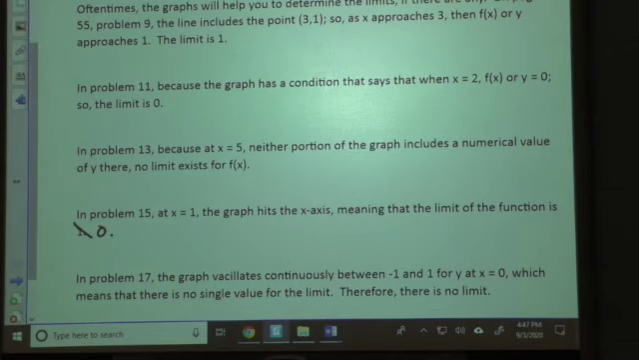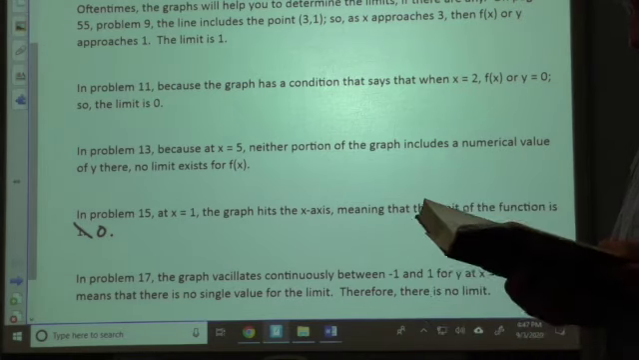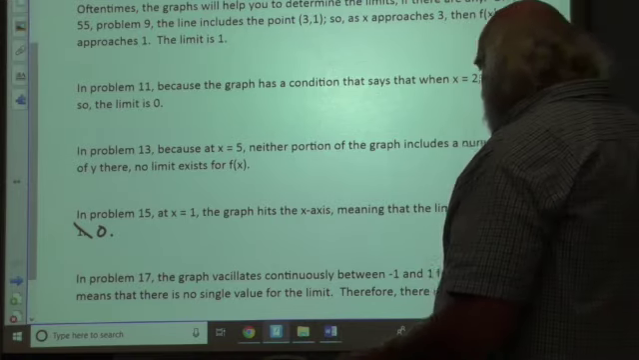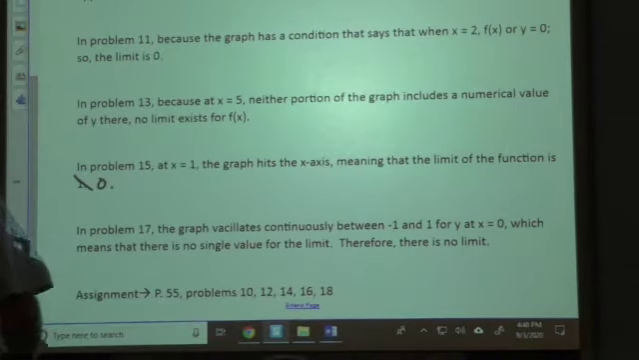17 is one of those weird graphs, and this does happen from time to time, in which there is no way of telling. It's basically what they call an oscillation or vacillation, in which the curves are so close together it's almost impossible to determine how far apart they are. And because of the constant oscillation, there is no clear distinct value when x equals 0, so there is no limit for that. So I want you to do 10, 12, 14, 16, and 18 on that page.